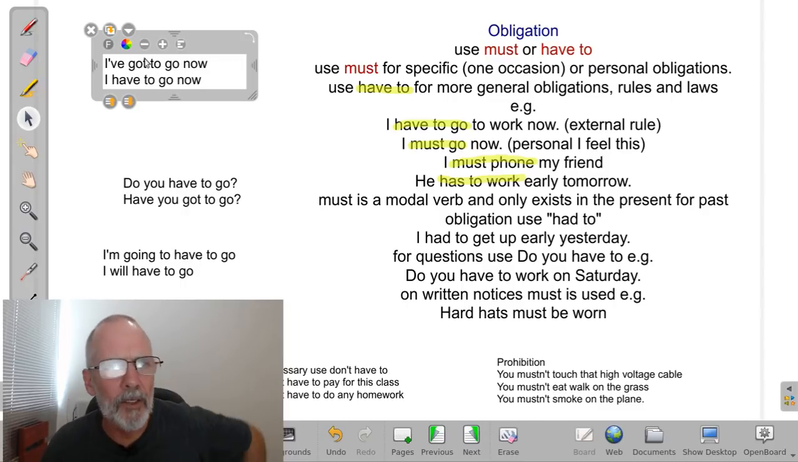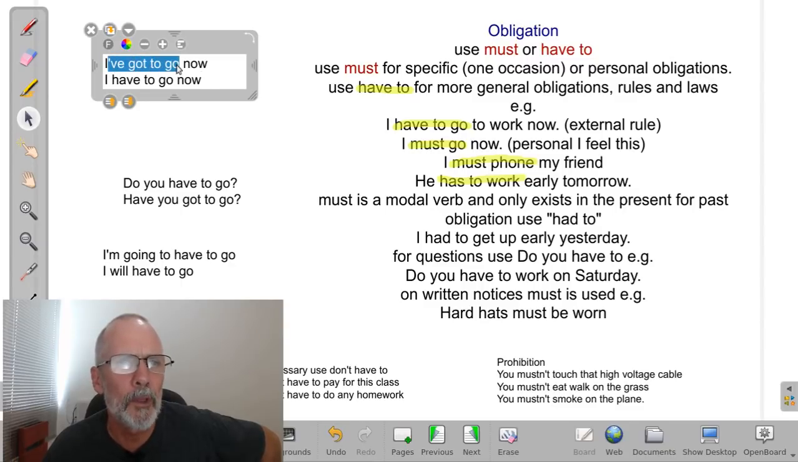They mean the same thing. So this is another structure that we can use, using have got to, which is the same as have to. And you would probably hear that more commonly, especially in Britain, in the United Kingdom. Maybe less common in the USA.